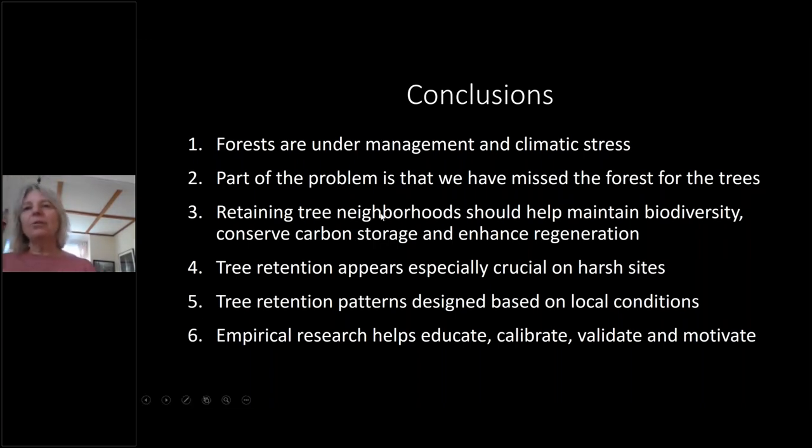And also that our retention patterns need to be based on our understanding of local conditions, that we can't do the same thing everywhere. Some places clear cutting might be appropriate, and seed trees will be more appropriate than patch retention. But generally, I'd say we can encourage some retention, and we can use a variety of methods to do that. And this comes from research, where we test things, and this will help us educate ourselves and other people, and to validate our models, and motivate us, and provide some insurance for change.